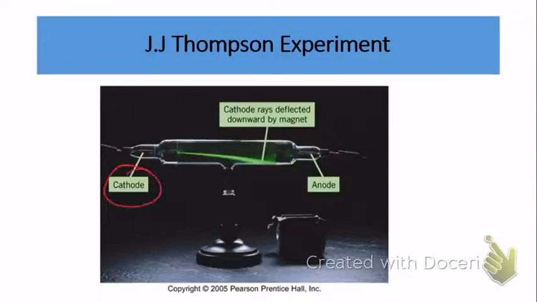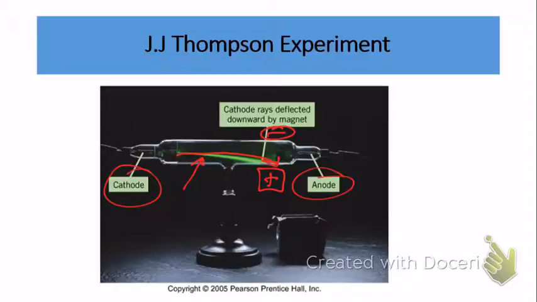You have your cathode and your anode. You see the cathode ray, the green there, and you've got a magnetic field that is going to be positive. And the negative magnetic field is going to be up here. And so this beam bends towards the positive field and away from the negative field. And this gave us evidence that this beam is not really light, but a ray of negatively charged particles.